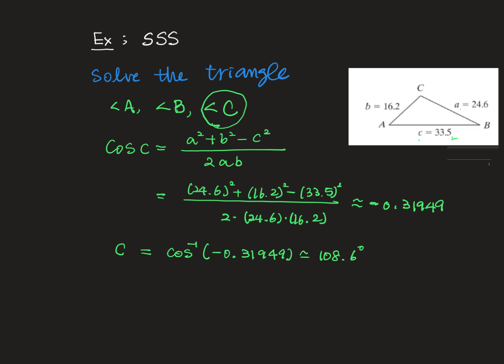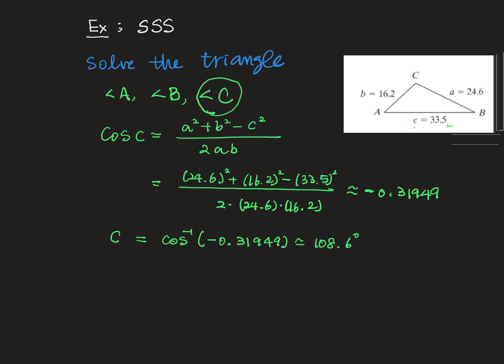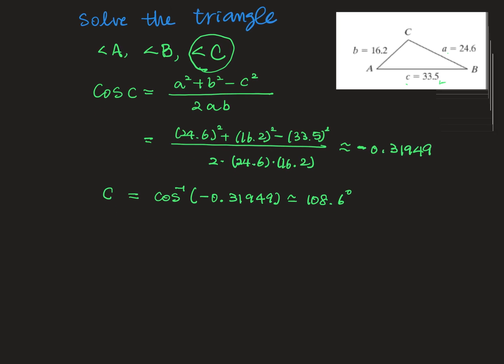Okay, now that we found C, I'm going to redraw the triangle here, guys. You have new information: A is 24.6, B is 16.2, C is 33.5, and you found angle C is 108.6 degrees. So we need to find angle B or angle A, whichever you want to use.